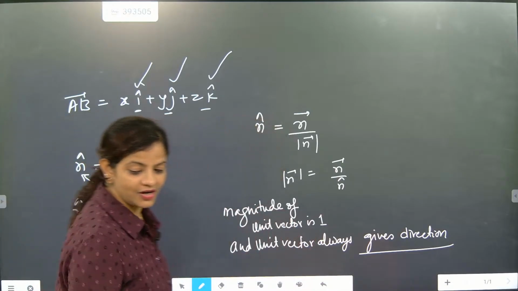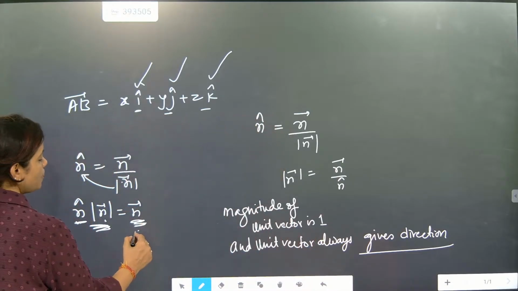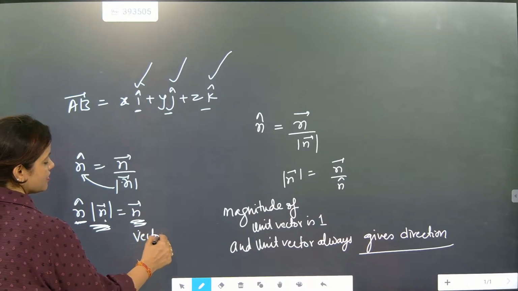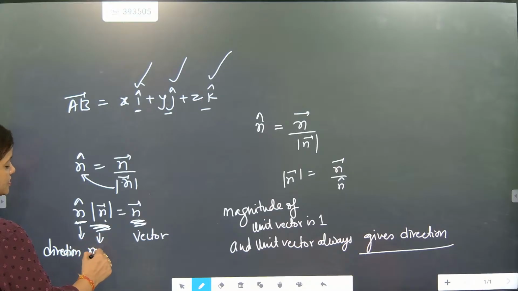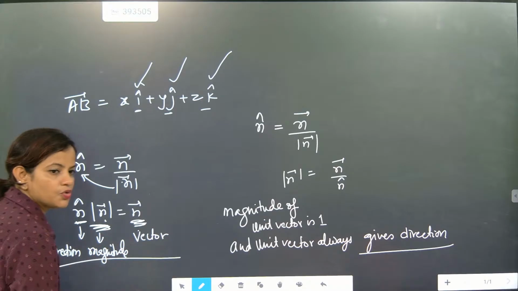Note down, for understanding, note down, beta. This is what? Vector. This is direction, and this is magnitude. Story over.